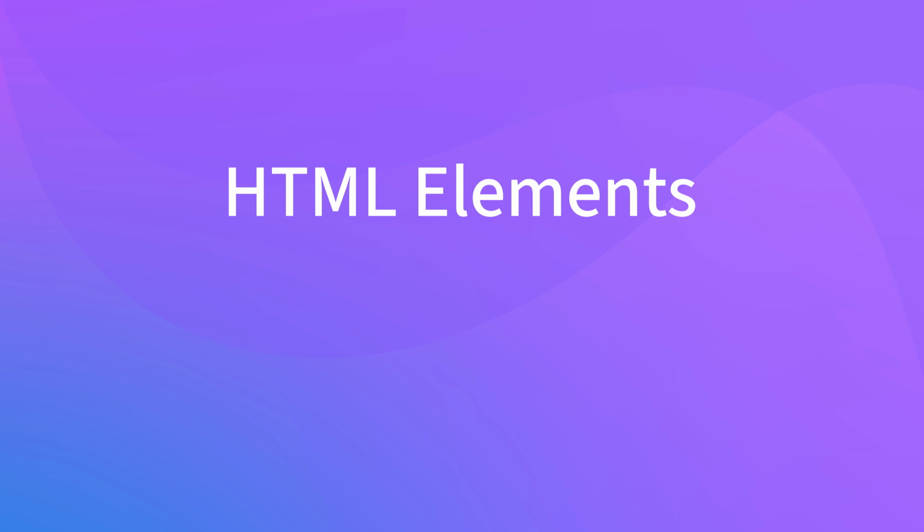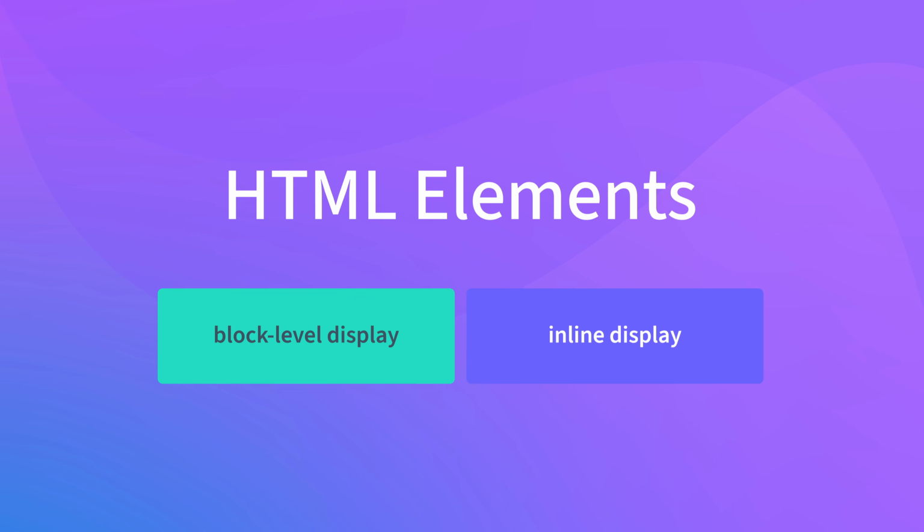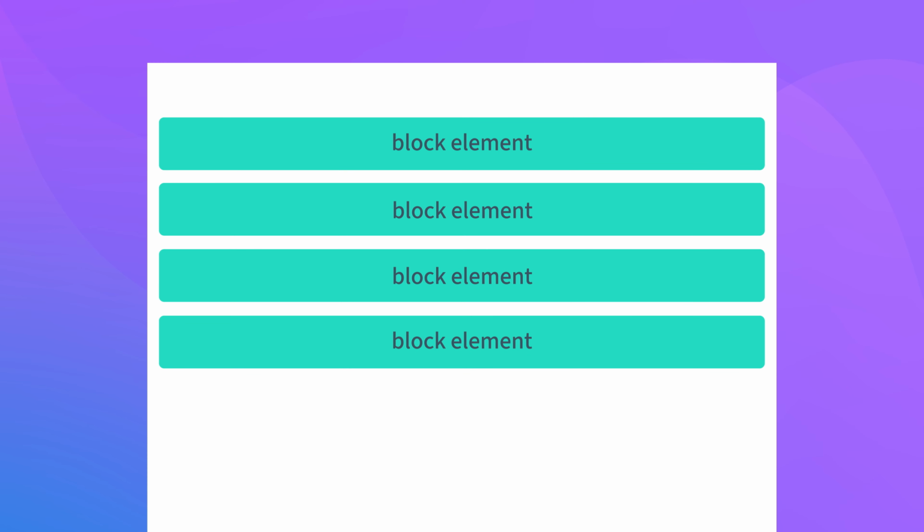HTML elements are categorized into two main display types: block and inline. Each element defaults to one of the two display types but can be changed with CSS. The difference is simple. Starting with block elements, they stack on top of each other like blocks and extend the full width of the web page area they are on.